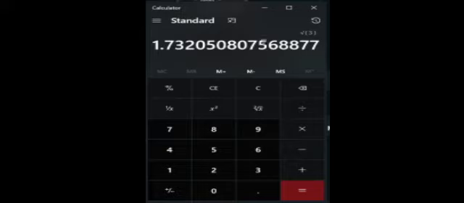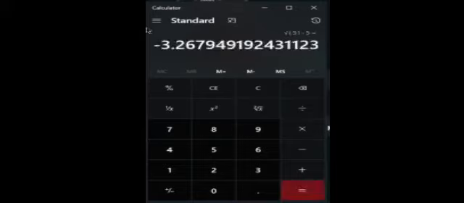Because it's irrational, it's non-terminating and in fact non-recurring. There will not be any repeating string of numbers. So this is the value of root 3 up to few decimal places. Now let's subtract 5 from this. So that's equal to minus 3.2679. Okay, and it will keep on going.